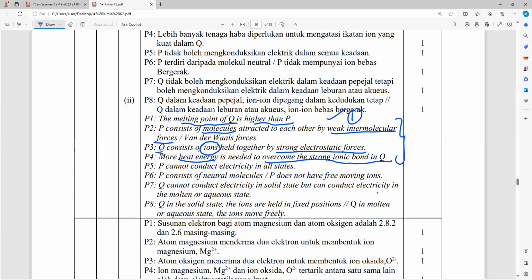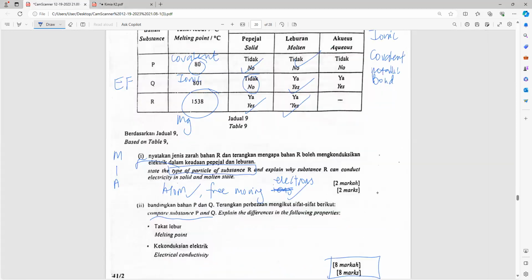So this is a famous 4-mark question. Why is one melting point higher than another melting point? The lower melting point is always held together by weak van der Waals forces, so I don't need a lot of energy for it. But the one that has the higher melting point, I have strong electrostatic forces of attraction, so I need more heat energy to overcome the strong ionic bond in Q. Then they ask you to compare.